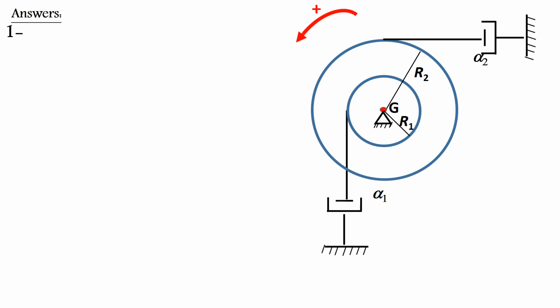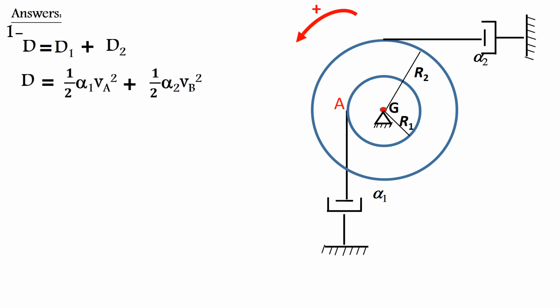The first case, we have a system constituted by two coaxial cylinders. They are bound together, and we have attached two dampers on them, alpha 1 and alpha 2. The dissipative function is D1 plus D2, and the first is half alpha 1 times the square of the velocity of the point A where we have attached the damper. Here is the A, and the same thing for the second. Here is the point B.